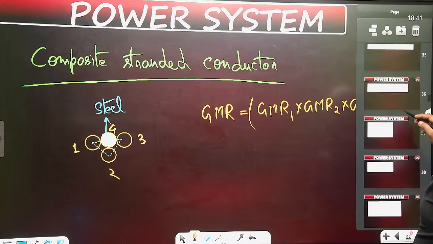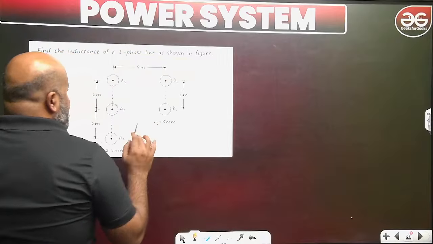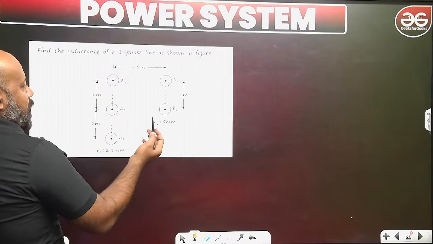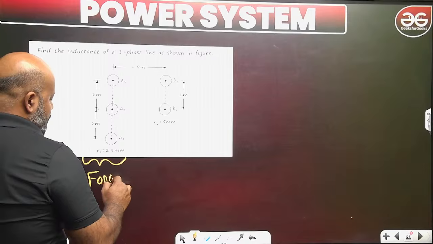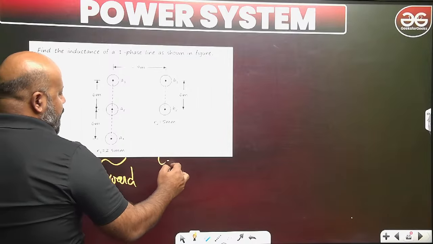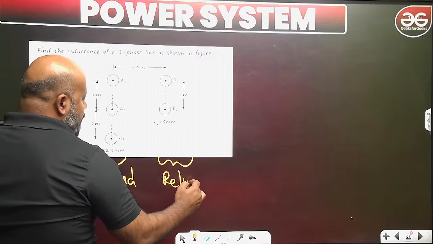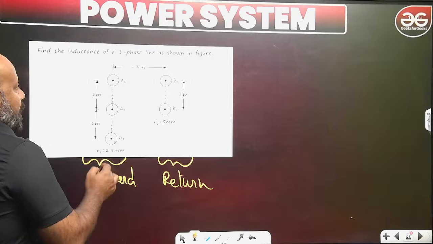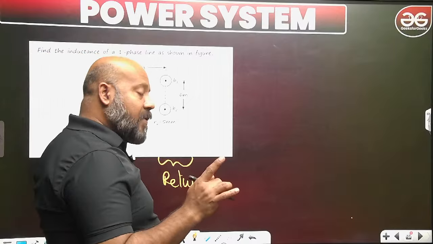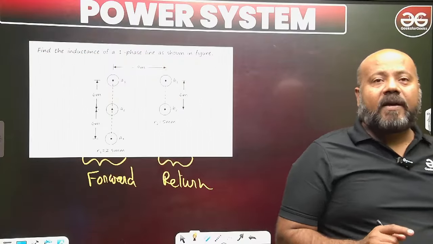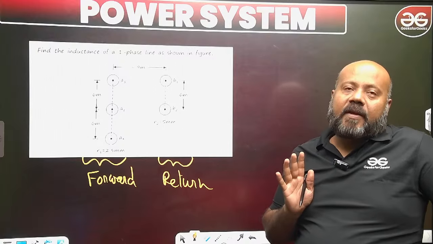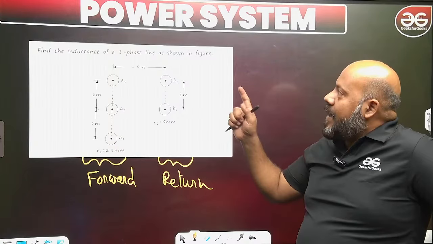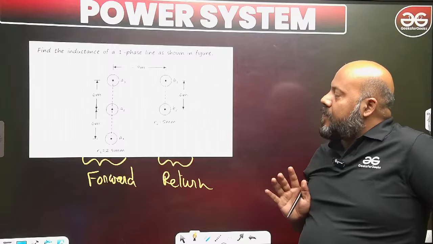Just see this particular question. I hope this question is visible. This is basically a single phase line. You can see there are two groups of conductors: the forward conductor and the return conductor. The forward conductor has 3 subconductors A1, A2, A3, and the return conductor has 2 subconductors B1, B2. He is asking to find the inductance of this single phase line.